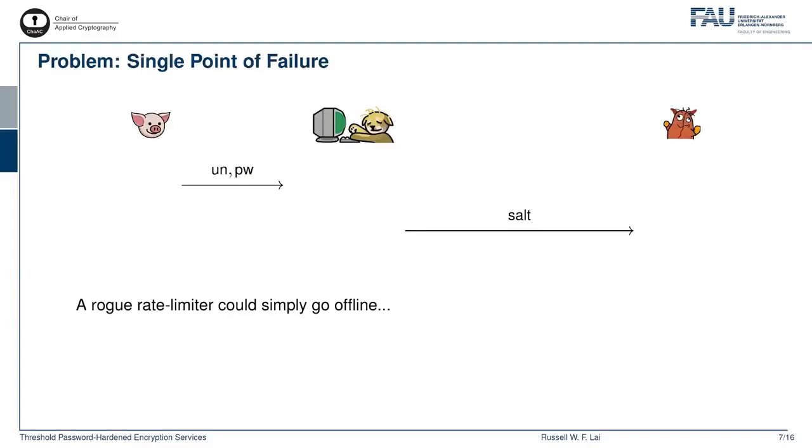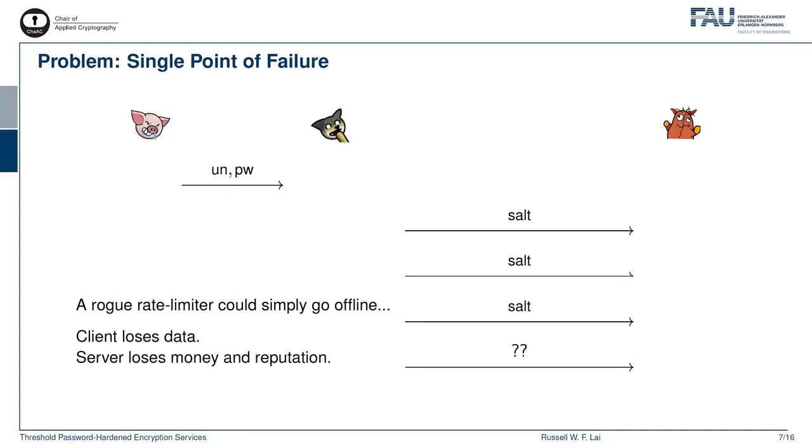There is, however, a huge problem with PHE, that is, it has a single point of failure. Here imagine that the rate limiter goes rogue and simply refuses to answer any decryption request. So in this case, the client simply loses his data and the server loses money and maybe reputation. So this is clearly very bad for both the client and the server.